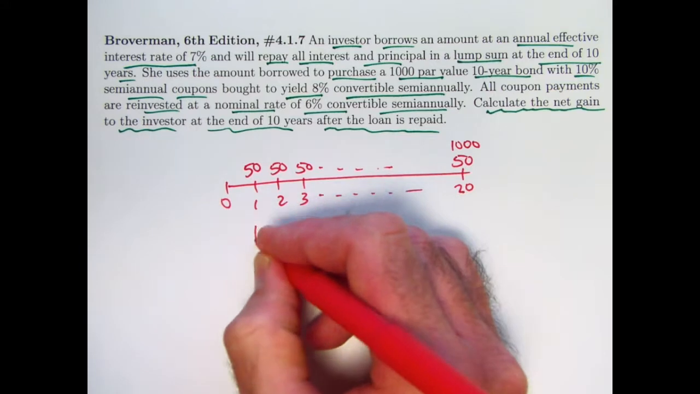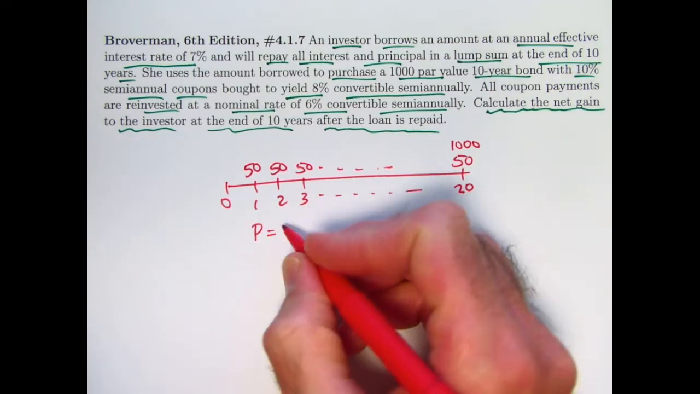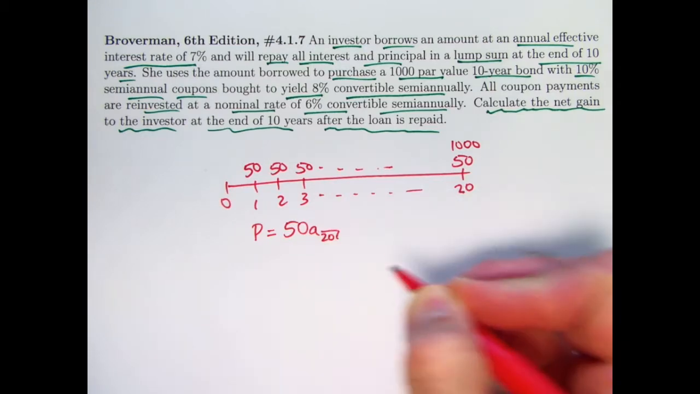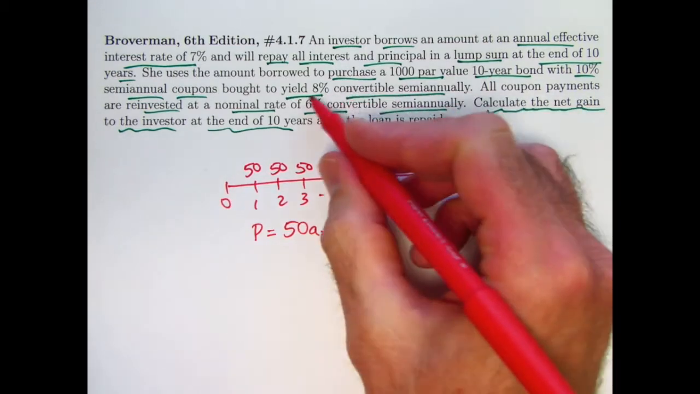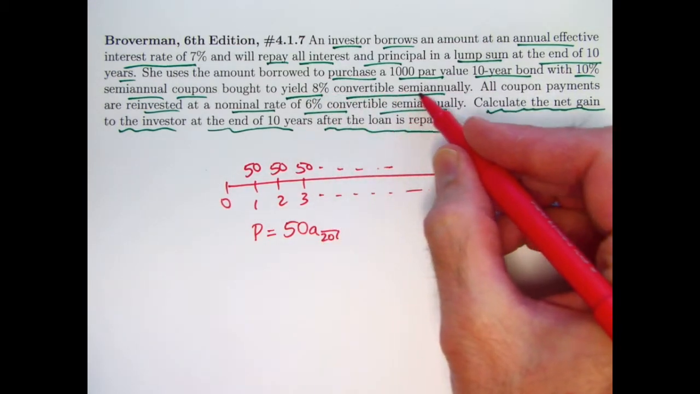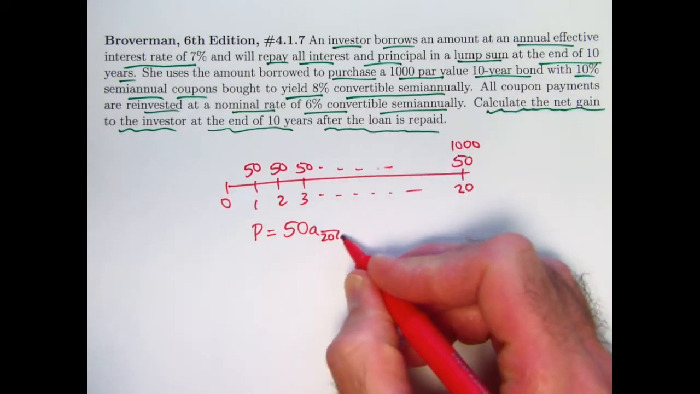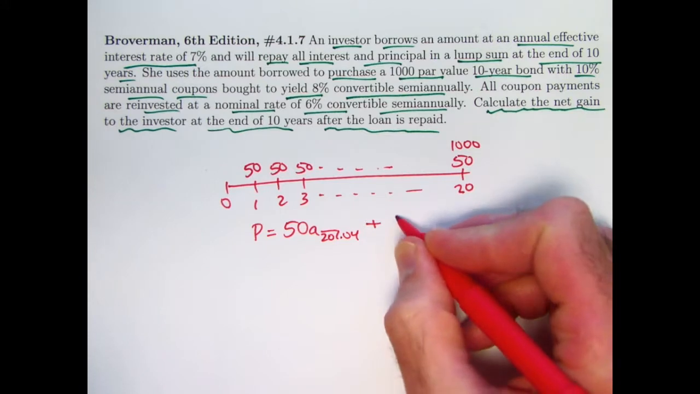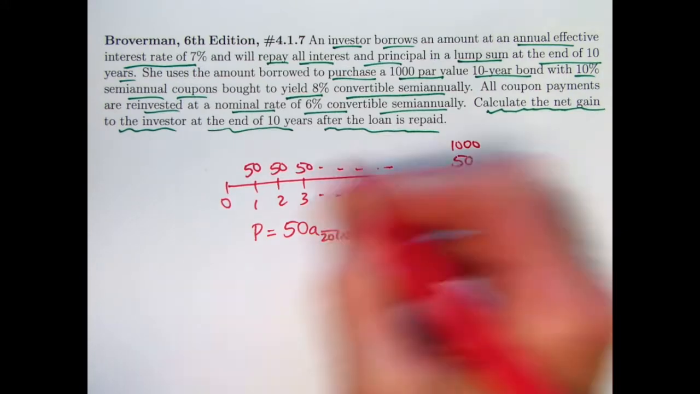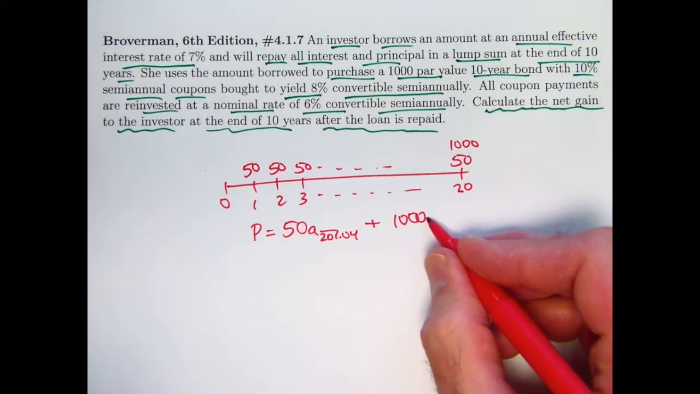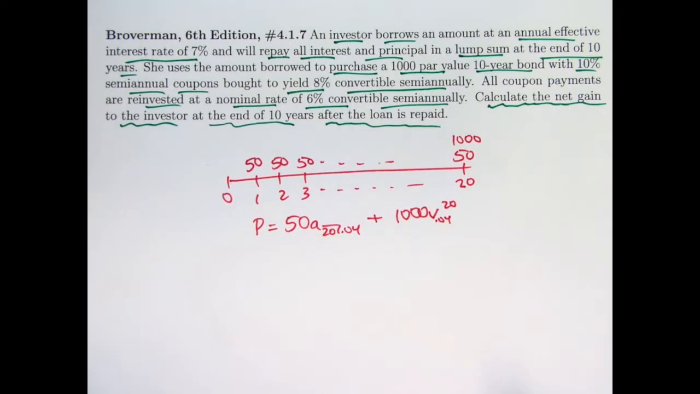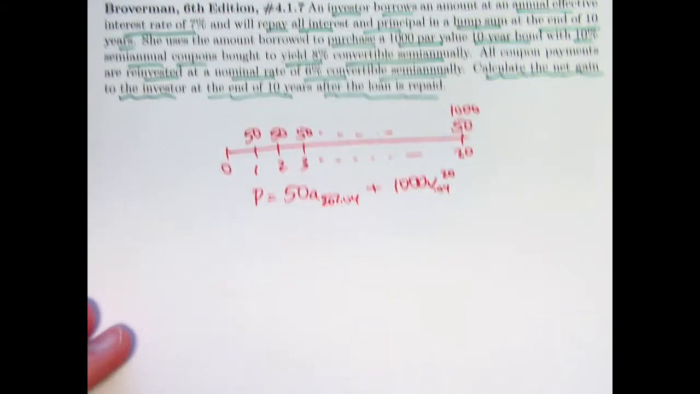What is the price of this bond? It would be 50 a angle 20, with interest rate, its yield is 8% convertible semi-annually. Divide 8% by 2 to get 4%. That's going to be what j is. And then add on 1,000, discounted back to time 0, multiply by v at 0.04 to the 20th power. Let's go ahead and calculate this right now.